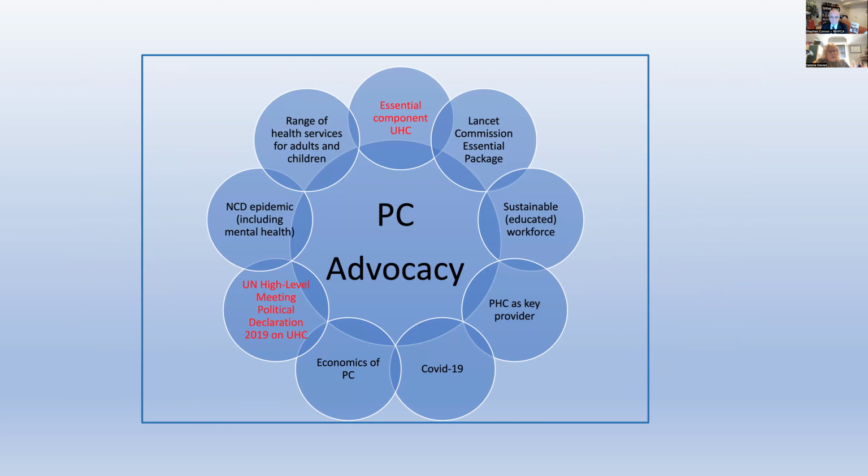And I'm going to also talk about the way that you can use the 2019 political declaration on UHC to help you advocate. But then I'm going to cover the Lancet Commission essential package that I've already alluded to, the fact that we need a sustainable workforce, a bit about primary health care, something about the economics of palliative care and the NCD epidemic. And obviously we are talking all the time about a range of health services for adults and children. And although Alex is going to talk specifically about children, everything that I'm saying is equally applicable to palliative care for children as it is to adults. And I'm going to just touch on COVID-19.